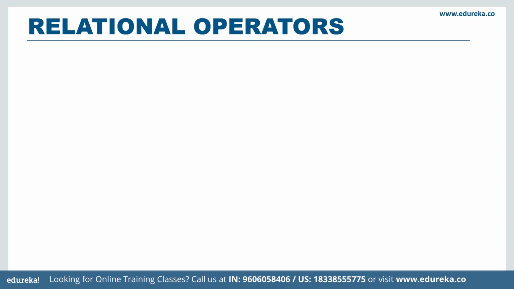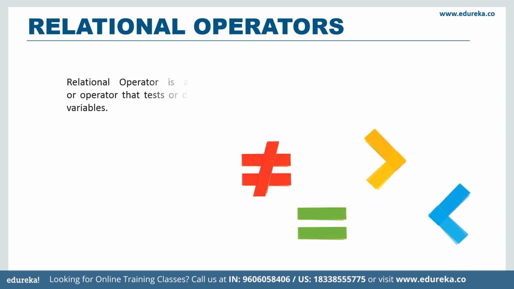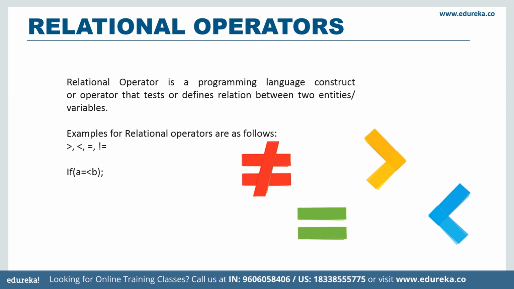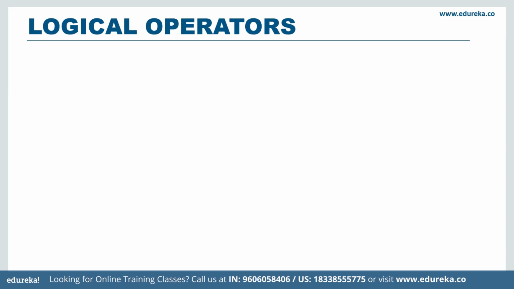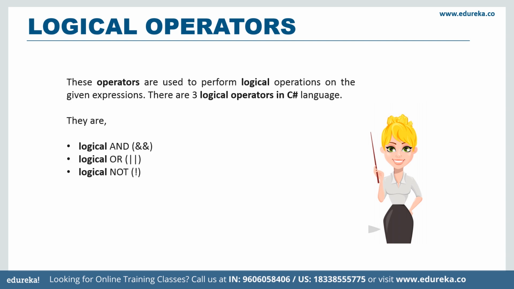Now followed by the assignment operators, we have the relational operators. A relational operator is a programming language construct or operator that defines the relationship between two or more entities or variables. So the basic examples of relational operators are greater than, less than, equals to, and not equals to. Followed by the relational operators, we have the logical operators. These operators are used to perform logical operations on the given expressions. There are three logical operators in the C# language. They are logical and, logical or, and logical not.